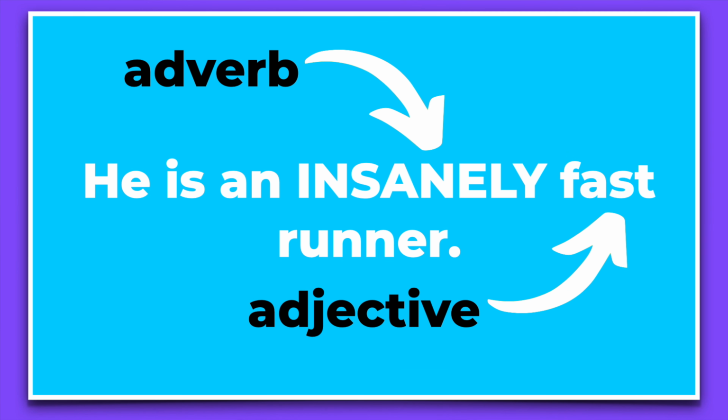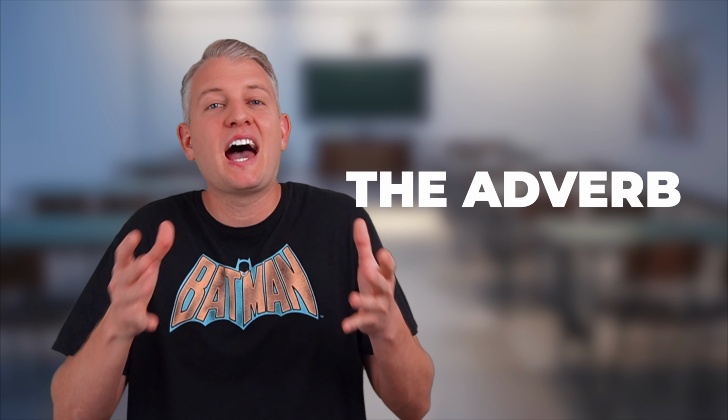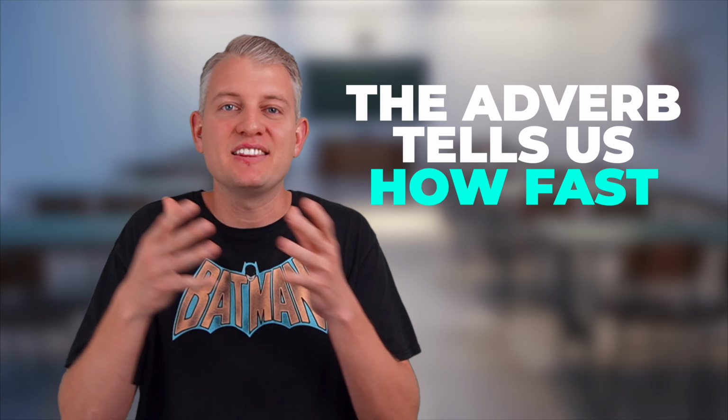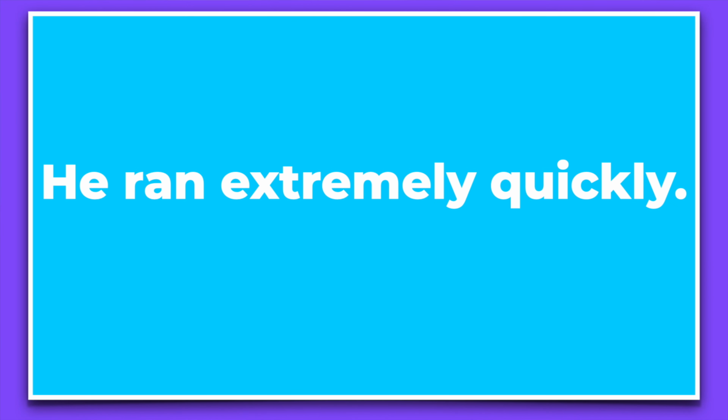Next, adverbs modify adjectives. He's an insanely fast runner. That's not describing the noun, but the action, how he ran. The adverb tells us how fast. Insanely fast. It changes the degree of speed. Next, adverbs modify other adverbs. He ran extremely quickly. Notice a couple things. Most adverbs end in ly. Again, I said most. They tend to describe how something's done.